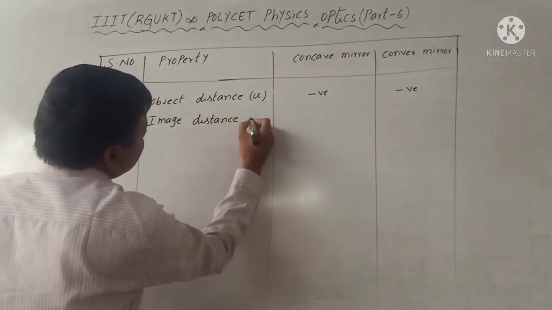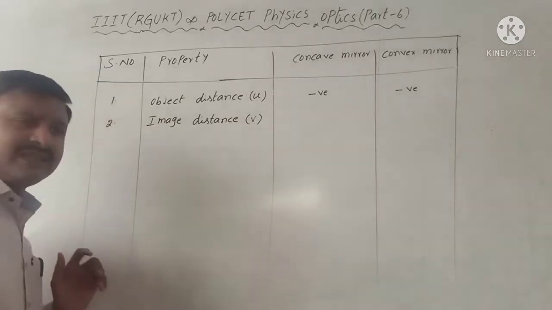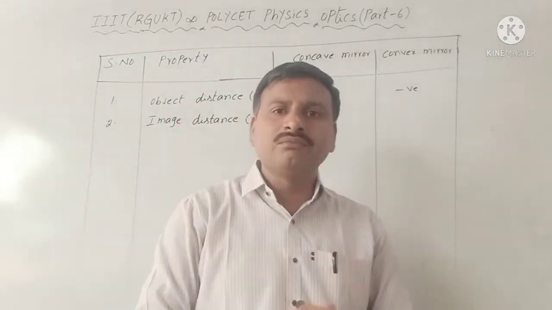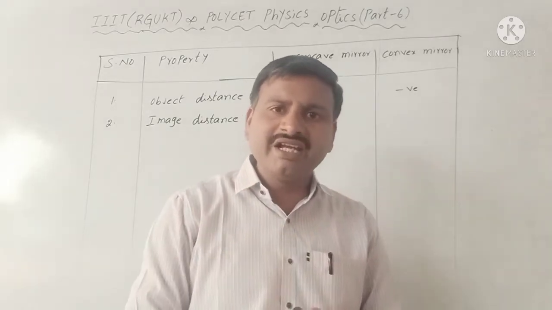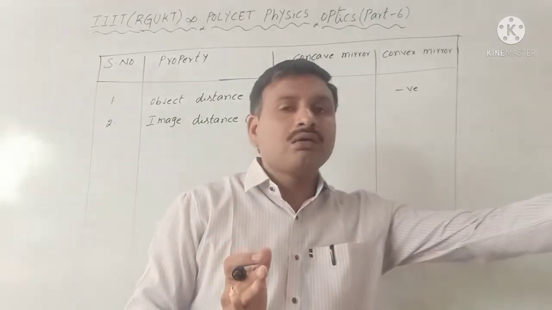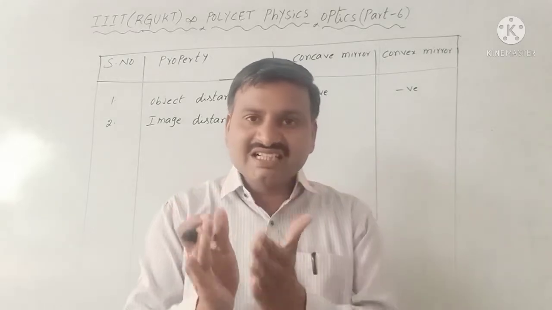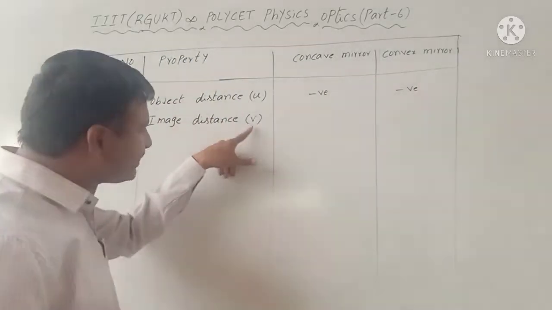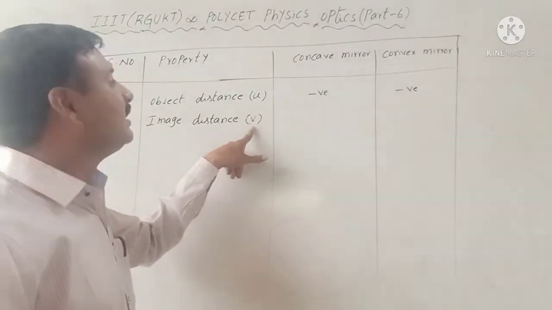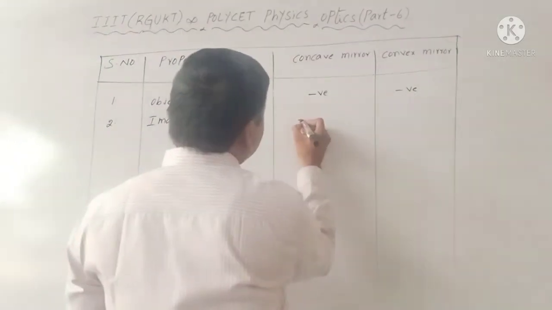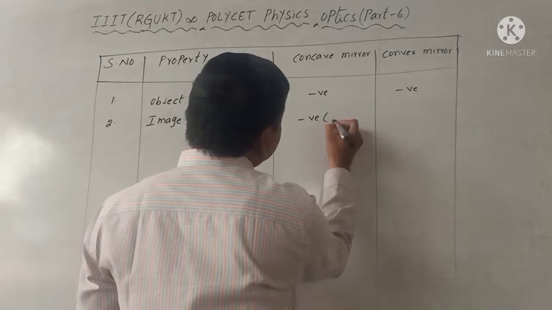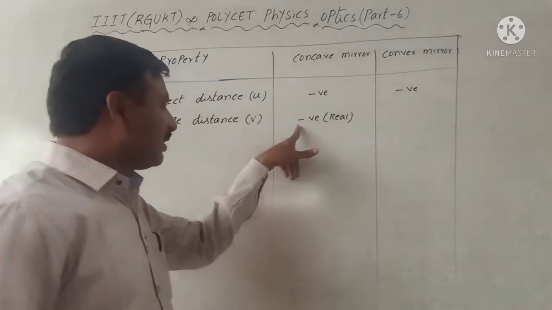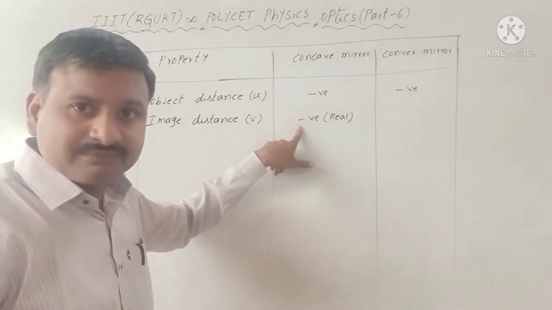Image distance. What is image distance? Image distance means the distance between the image and the mirror. The distance between the image and the mirror is called the image distance. It is denoted by the letter v. If the image distance is negative, it is a real image.